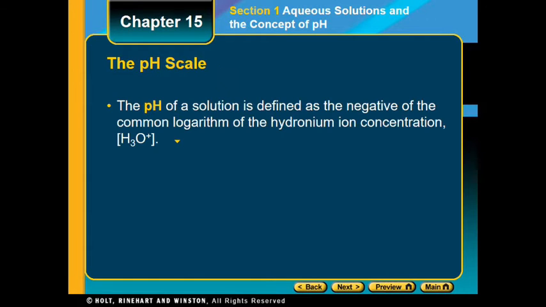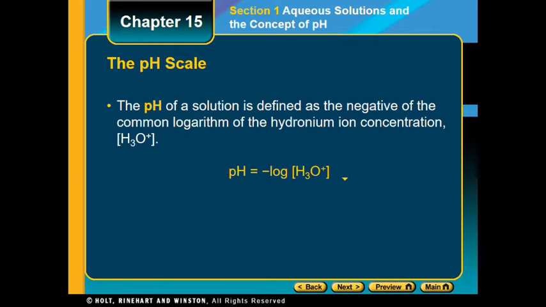Moving on over to the pH scale. The pH of a solution is defined as the negative of the common logarithm of the hydronium ion concentration. And there's your equation. pH equals negative log of hydronium ion concentration. You're definitely going to want to write that equation down.